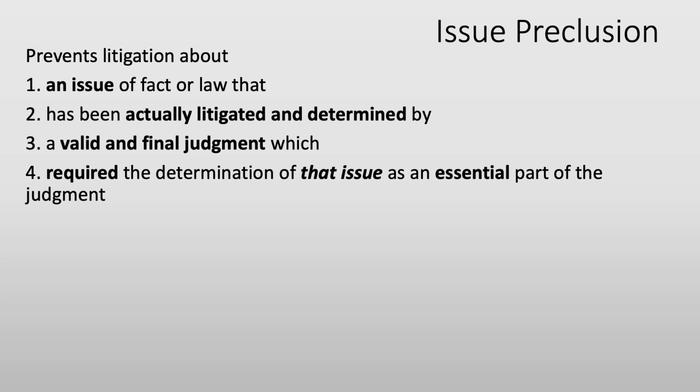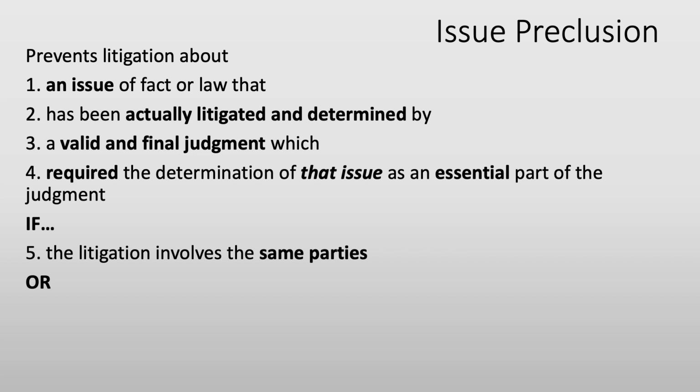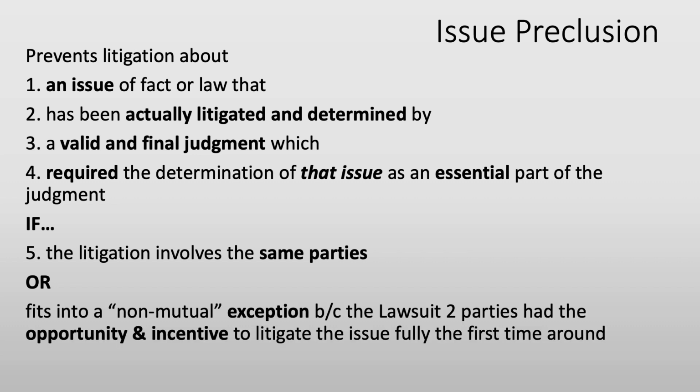Issue preclusion applies if the second litigation involves the same parties, but in some situations, it even applies if the parties are different, if they fit into a non-mutual exception, because the parties to lawsuit 2 had the opportunity and the incentive to litigate the issue fully the first time around.